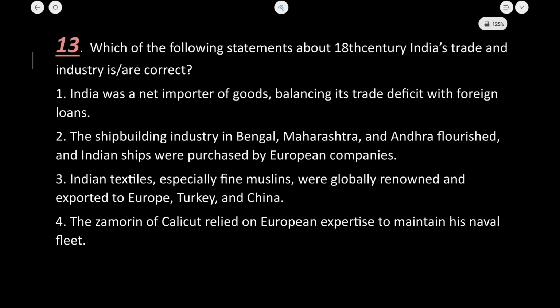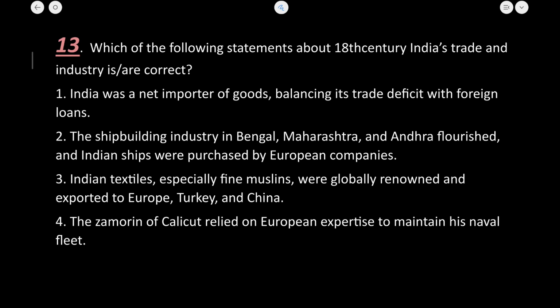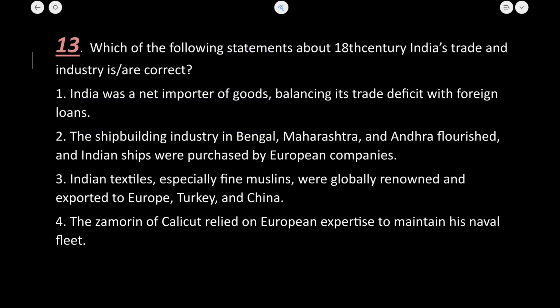Question: which of the following statements about the 18th century India's trade and industry are correct? Now, India was a net importer of goods, balancing its trade deficit with foreign loans. अब बताओ ये स्टेटमेंट सही है क्या? ऐसे ही क्वेश्चन तो मैंने ऊपर आपको बताया था. India was not a net importer but a net exporter, and in majority the products that India imported were gold and silver. बाकी सब तो इंडिया हमारा एक्सपोर्ट करता था. So the statement is incorrect.